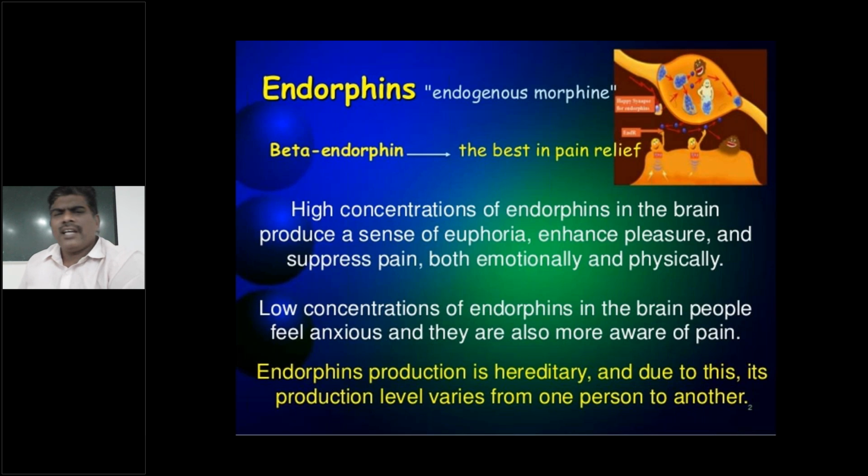brain relief. A high concentration of endorphin in the brain produces a sense of euphoria, just like drugs. It's a natural drug present in our body, the endorphin, and it suppresses both emotional and physical pain. With a low concentration of endorphin in the brain, people feel anxious and are also more aware of pain. Endorphin production is hereditary, so its level varies from person to person.